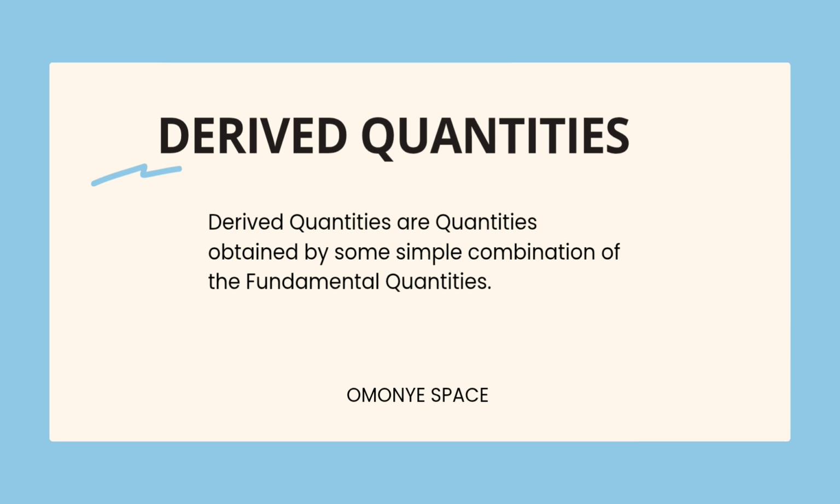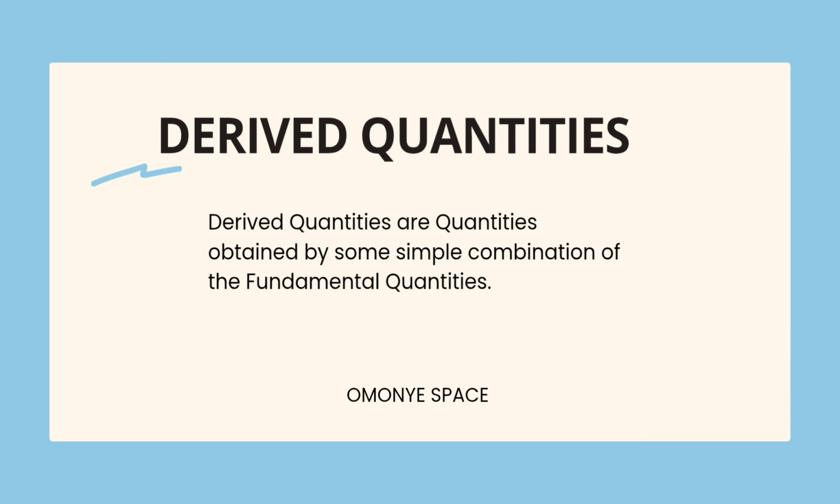Today, we'll be looking at derived quantities. That is the second type of physical quantities. What are derived quantities? Derived quantities are quantities obtained by some simple combination of the fundamental quantities. That is, if we combine the fundamental quantities, then we will be able to obtain the derived quantities.